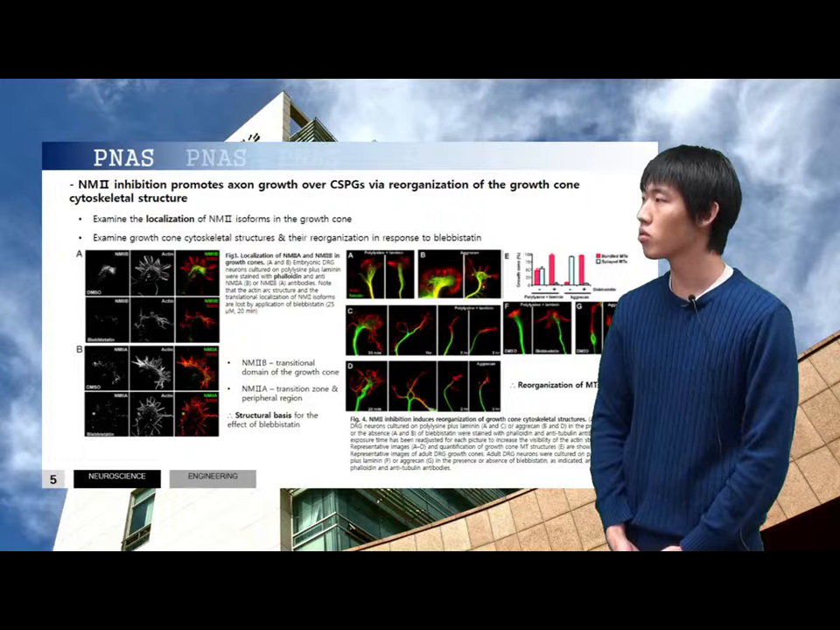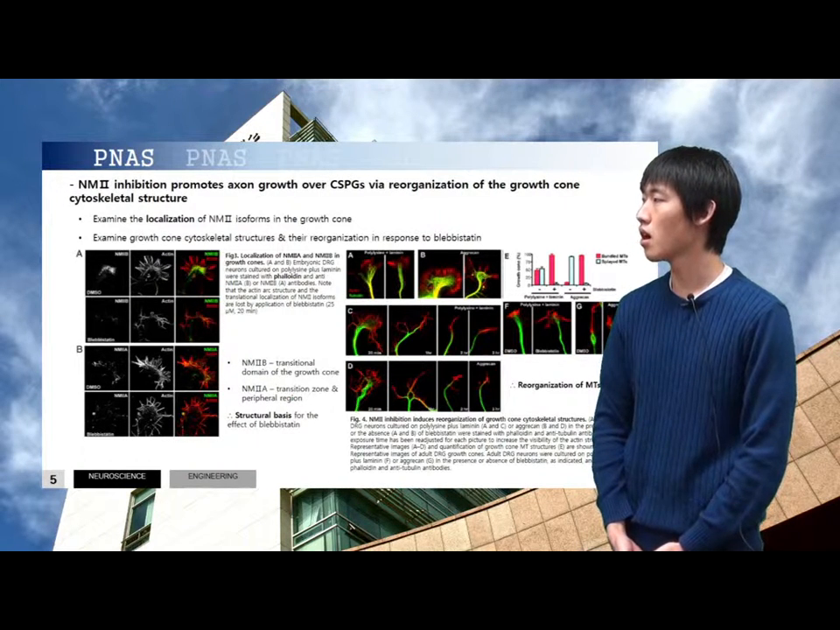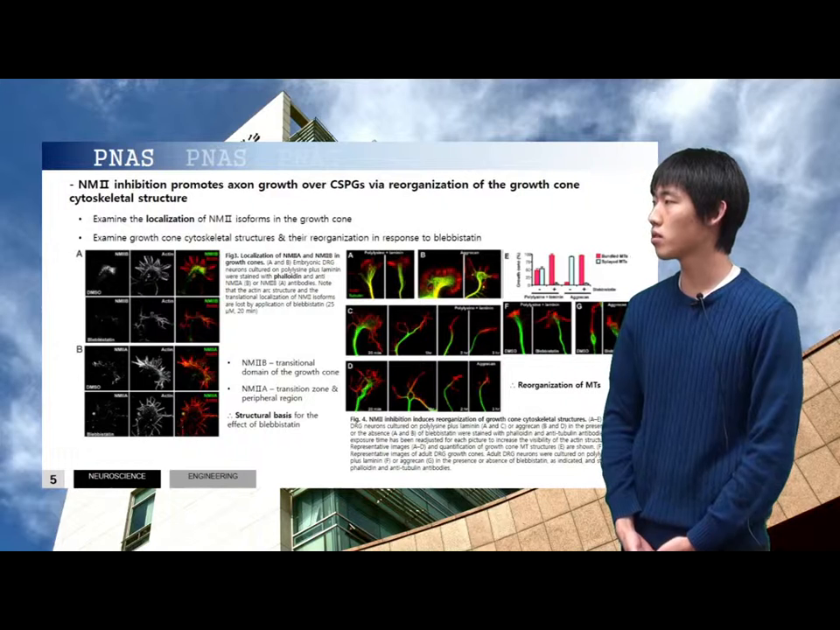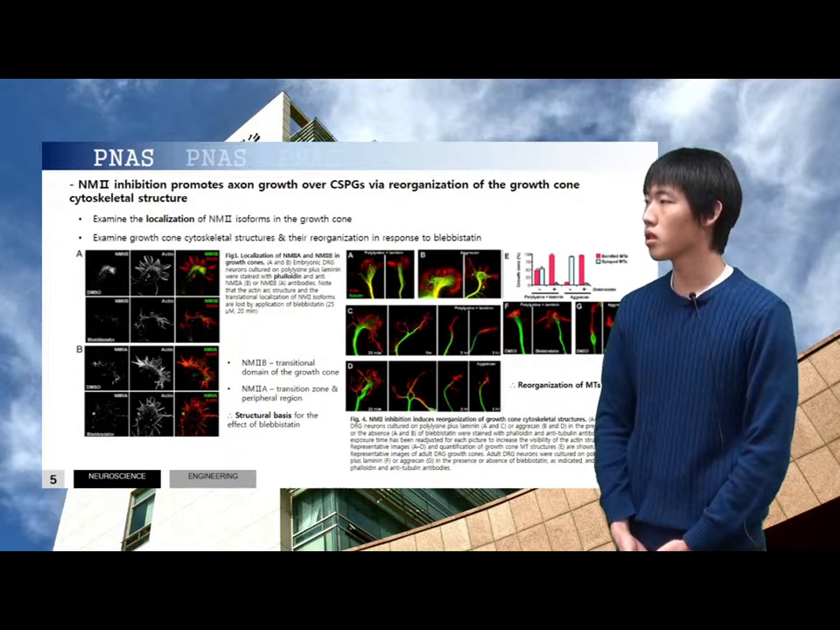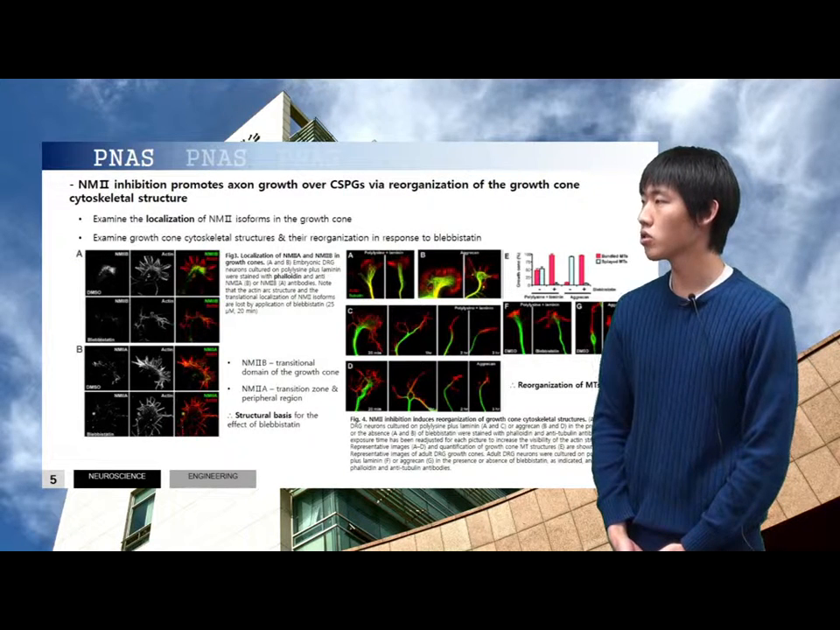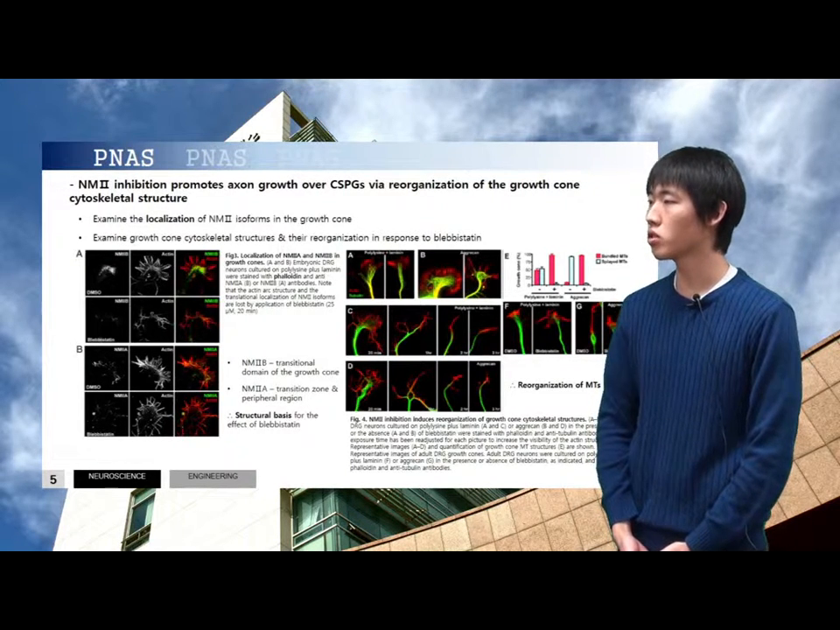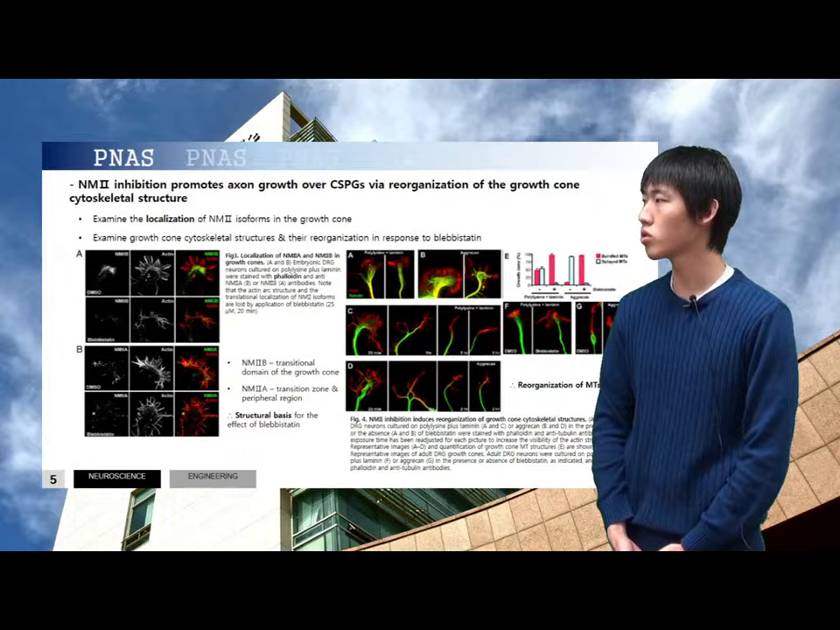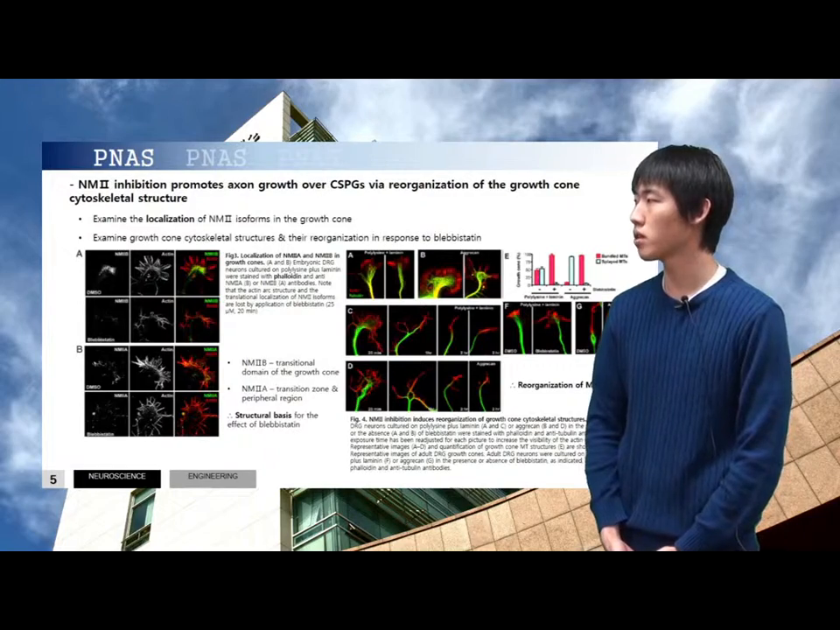Also, they examined the localization of NM2A and NM2B in the growth cone and the reorganization of growth cone cytoskeletal structures in response to blebbistatin. From the data, they could recognize that NM2A appeared to be in the transitional zone, similar to NM2B, and also be associated with actin filaments in the peripheral region. The localization change of NM2 isoforms and reorganization of microtubules in response to blebbistatin provides a structural basis for the effect of blebbistatin.